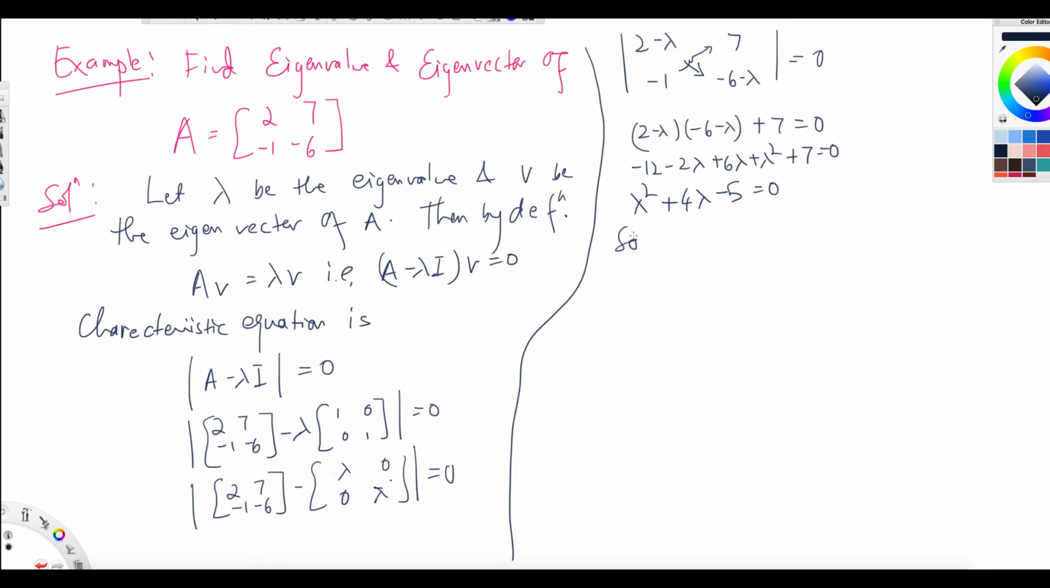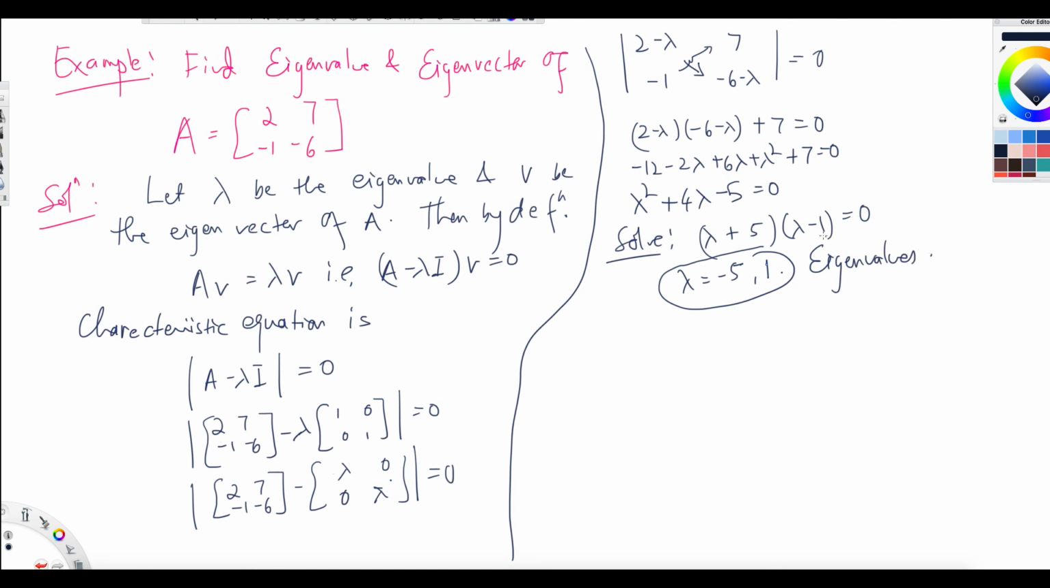If you solve this, what do you get? How do I solve this one? So you get lambda plus 5 and then lambda minus 1 equals to 0, right? So if you solve this, lambda equals negative 5 and positive 1. That's what you get, the lambda. So these are the eigenvalues.